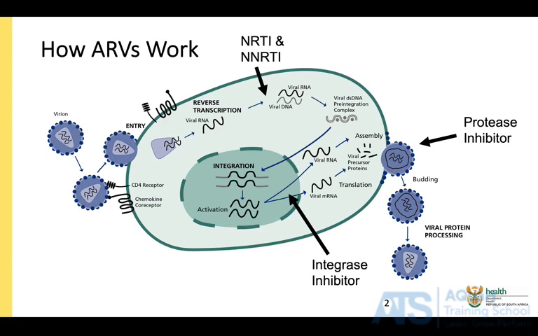There are others: raltegravir, cabotegravir, bictegravir, elvitegravir, but the main one, which is going to be our focus as part of these new guidelines, is the introduction of dolutegravir. Once integration has happened, there's going to be translation of that integrated DNA to RNA, to precursor proteins, and then to the formation of new virus, right?